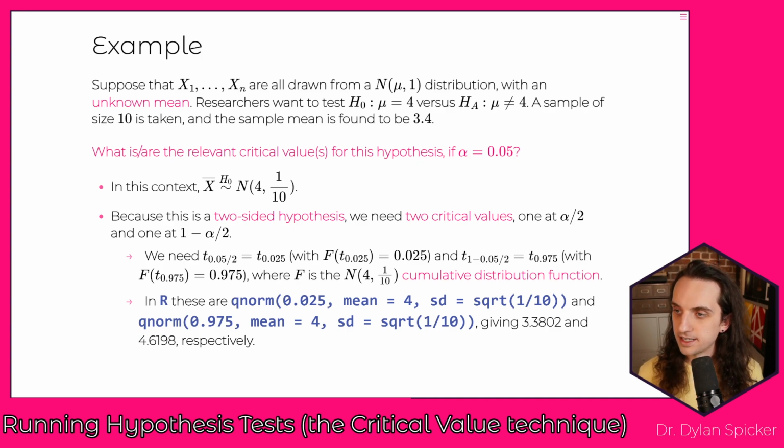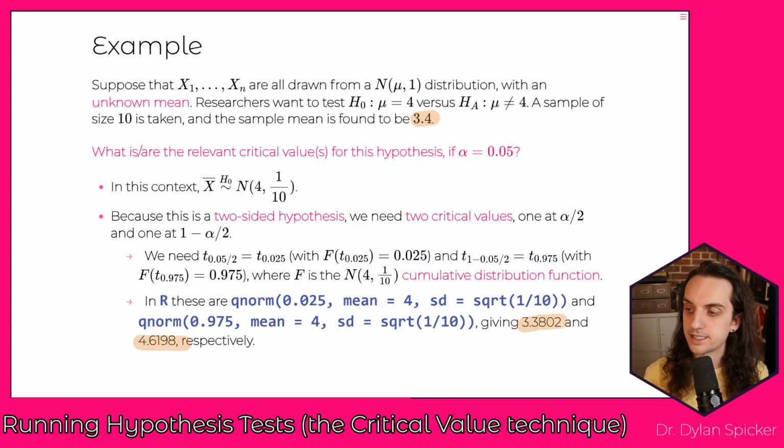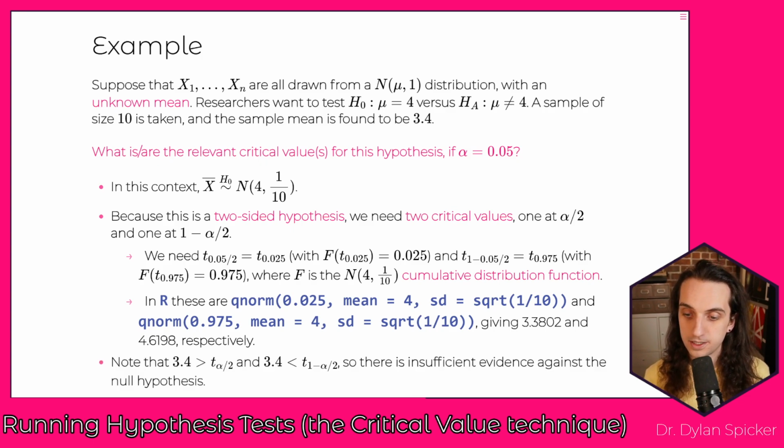And so in our case, if you actually look, our 3.4 is actually within these two values here, right? 3.4 is larger than 3.38. And so there's not actually evidence against this null hypothesis in this sample here, right? So 3.4 is larger than the smaller value. We're not sitting outside of that region, we're sitting within the region. And so there's insufficient evidence to reject the null hypothesis based on this example.